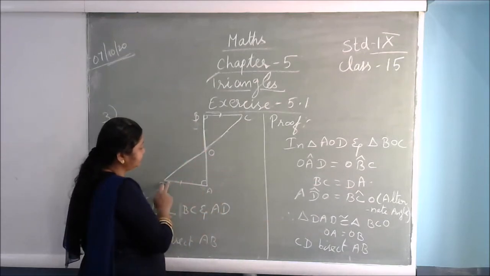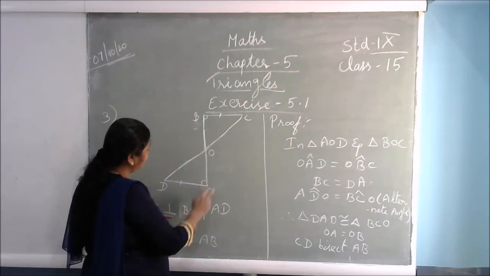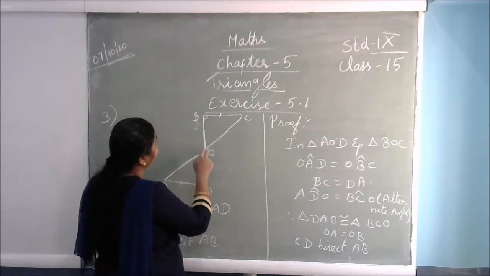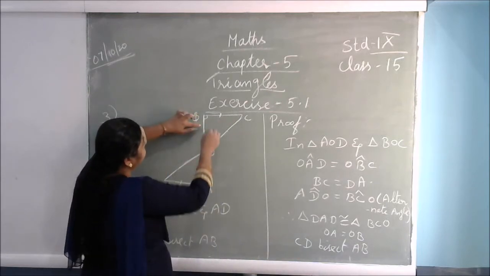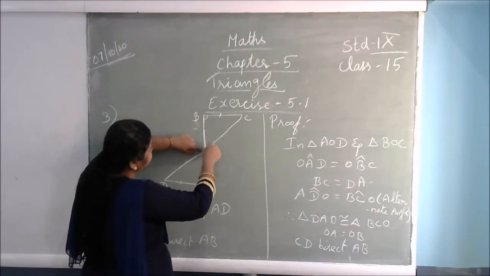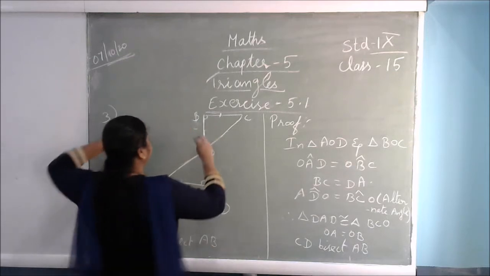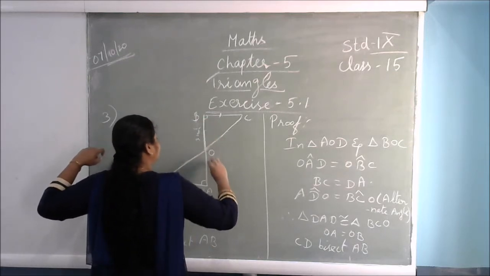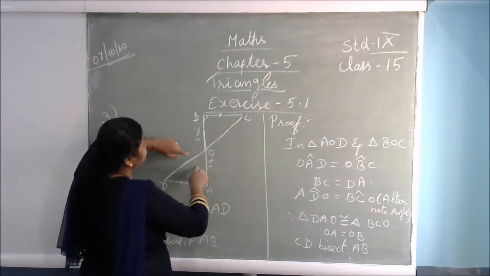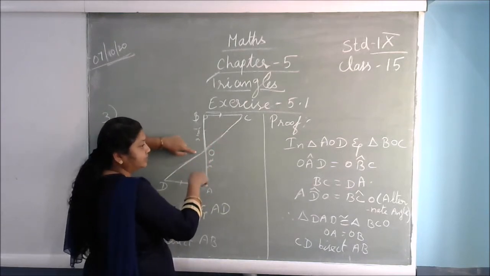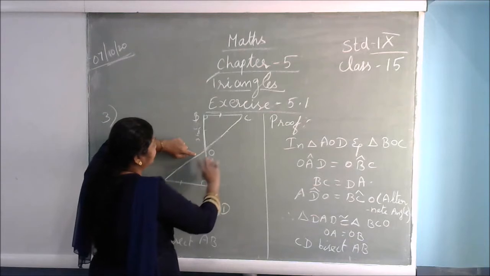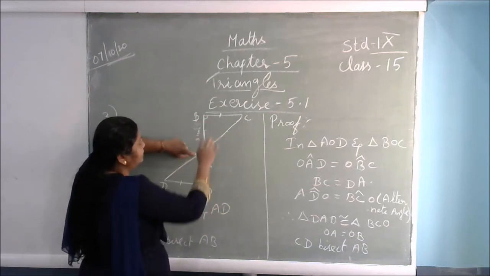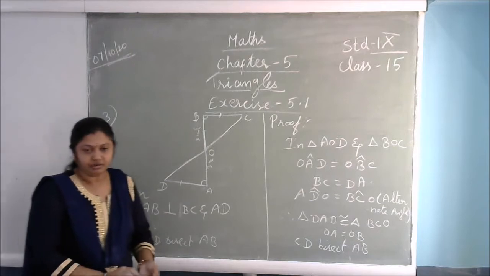Therefore, triangle OAD is congruent to triangle OBC. All these are congruent, which means a side of this triangle is equal to a side of this triangle. This line is 3 centimeters, so this side is also 3 centimeters, because these two triangles are congruent. So all the sides and all the angles will be equal. So these two sides are equal, which means this line will automatically bisect the perpendicular line AB. That we proved now.